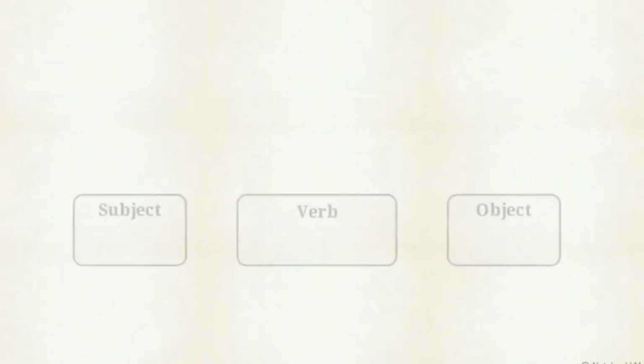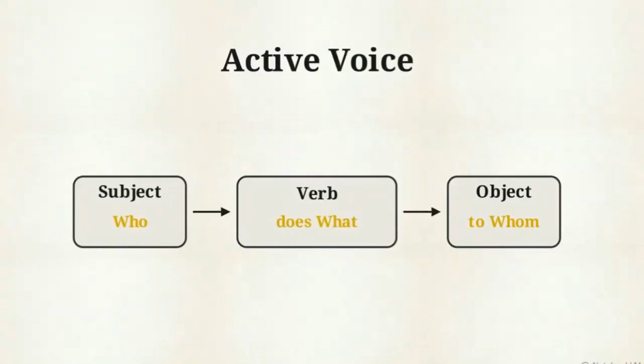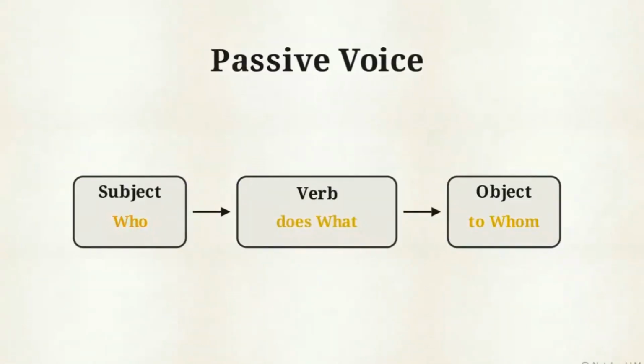To understand why these highlights matter, we have to look at how sentences are built. This diagram shows the standard formula for active voice. The subject is in control, actively performing the action. In a passive voice sentence, the subject merely receives the action. As you can see, the actual doer gets pushed all the way to the end of the sentence, or sometimes disappears from the text entirely.